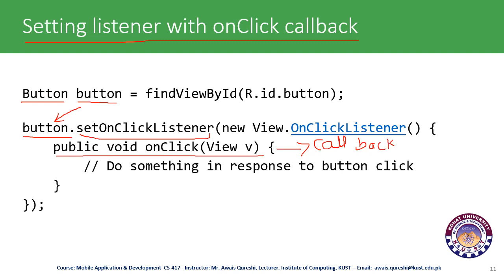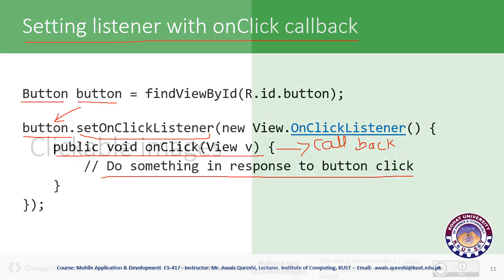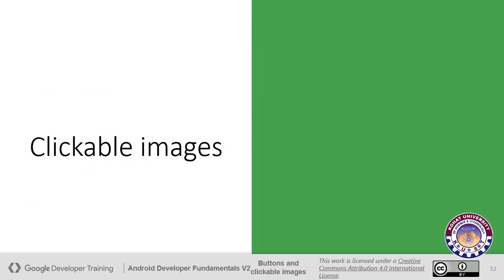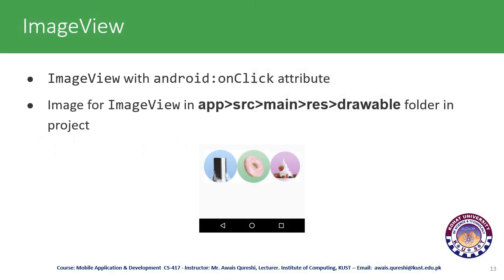This is a callback, on click, and here we are mentioning a view object as an argument. Do something in response to the button click, like sending text, taking text from some input field, and then sending those text elements to another activity. So you can do whatever you like to do in this part of the code. So let's move on. Clickable images.